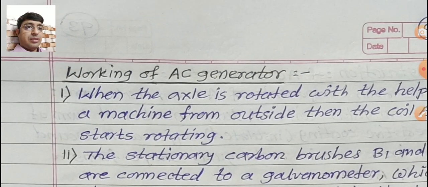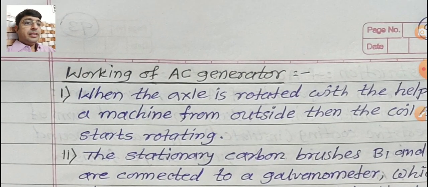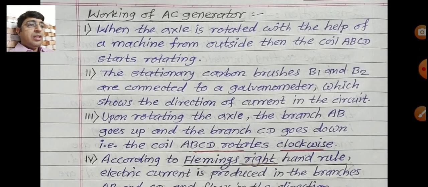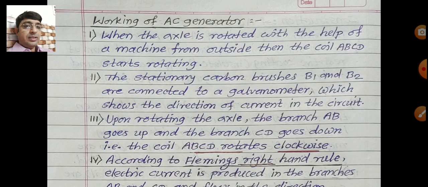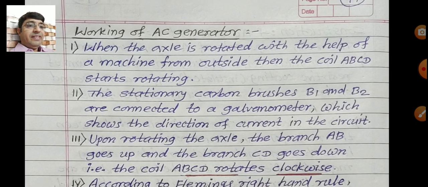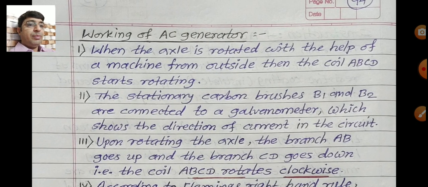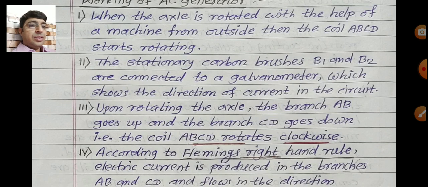Now the construction is over. Now the working of the AC generator. I will show the answer point-wise. You also write the answer point-wise in the exam. Don't forget. First point, when the axle is rotated with the help of a machine from outside, the coil ABCD starts rotating. Second point, the stationary carbon brushes B1 and B2 are connected to a galvanometer which shows the direction of the current in the circuit.